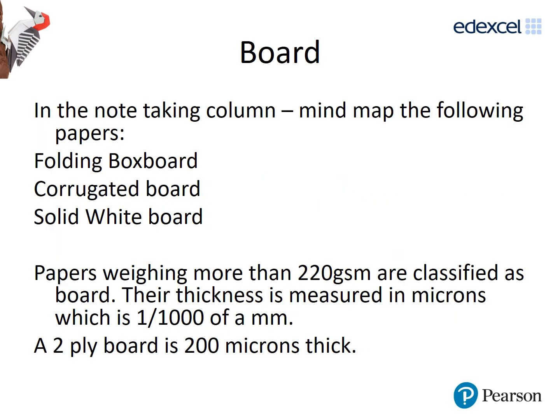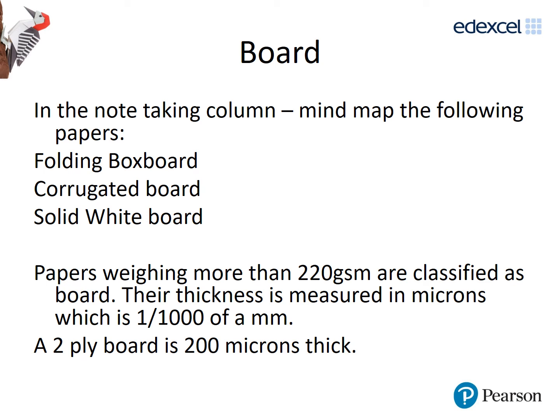So now we're going to go on to boards. Again, if you want to during this, make some notes, do a little mind map. But as I said at the beginning, the main boards that you need to know, so there's many others, is folding box board, corrugated board and solid whiteboard.